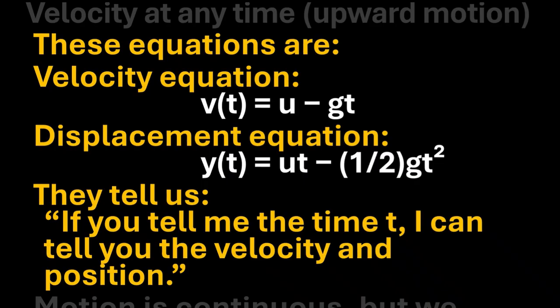Now, the equations v is equal to u minus gt and s is equal to ut minus half gt square are actually functions of t, which means if you input time, it will give you the corresponding output at that specific instant of time for both velocity and displacement.